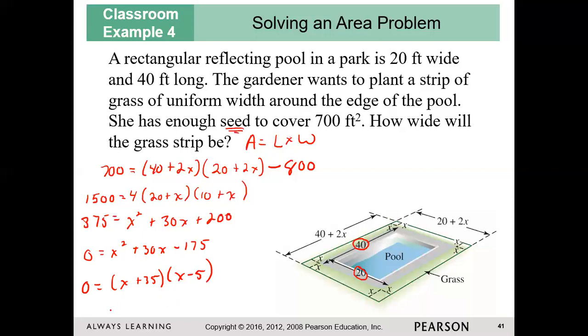And when we solve these, we get x is equal to negative 35, and we get x is equal to positive 5. We're immediately going to cancel this one out. It means nothing to us, because x represents the border, and you cannot have a negative 35-foot border, but you can have a 5-foot border of grass around this pool. All right, lovely grass strip around the pool.